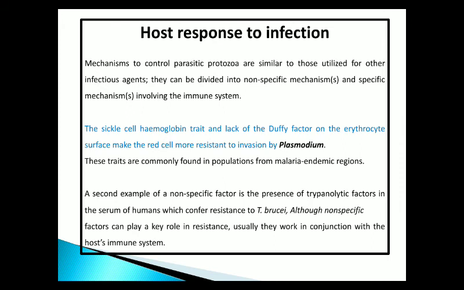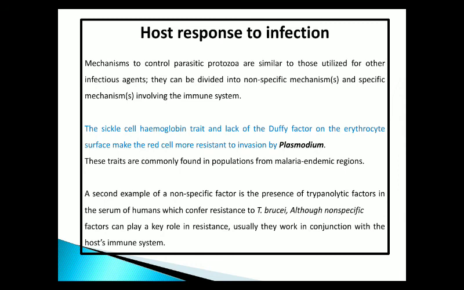The sickle cell hemoglobin trait and lack of Duffy factor on the erythrocyte surface make the red blood cell more resistant to invasion by Plasmodium. That means if these things are present on the red blood cell, it is a protective mechanism for human beings not to get infected by Plasmodium. Okay, this trait is commonly found in populations from malaria endemic regions. That means in regions where malaria is endemic, these factors can be seen.